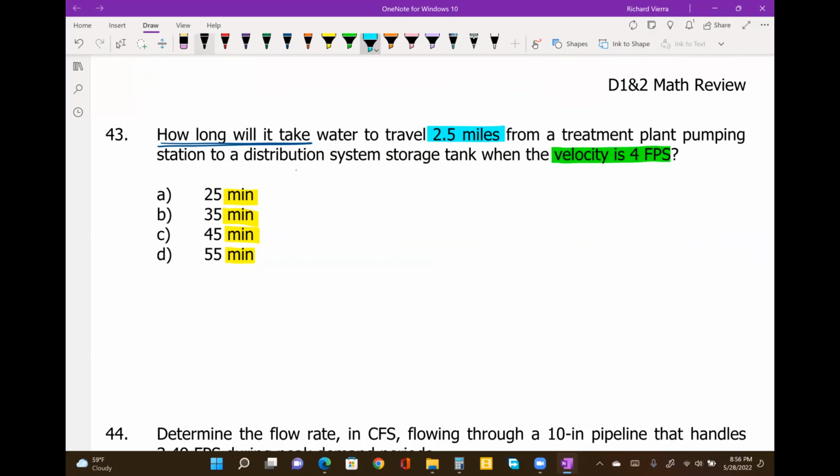Okay, so going back to the pie chart relationship for distance, velocity, and time, with distance on the top and velocity and time on the bottom. Okay, so in this case, we're solving for time. And so it's going to be distance over velocity.